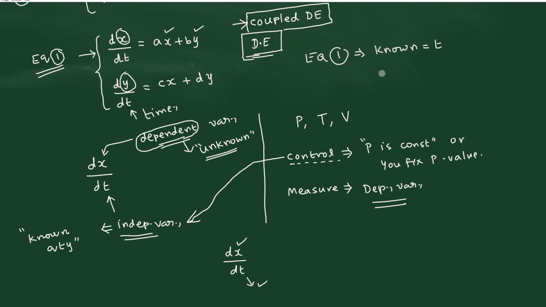What is unknown here? Let me write down that also. The unknown quantities are x comma y. So there are 2 unknowns, because of course this is a 2-dimensional problem. Okay, 2 unknowns are there, that's okay. And then known quantity is t.